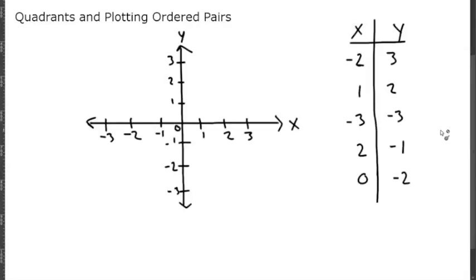In today's video, I'm going to teach you about quadrants and plotting ordered pairs. Now remember, a coordinate system is like a two-dimensional number line. So I have the coordinate system plotted, and now we know how to use positives and negatives.